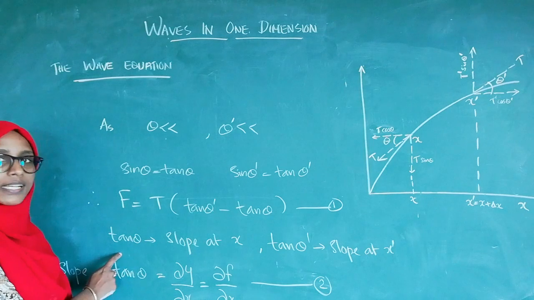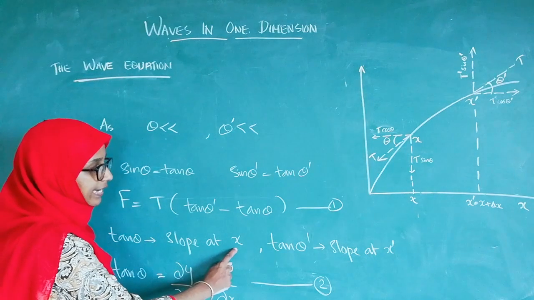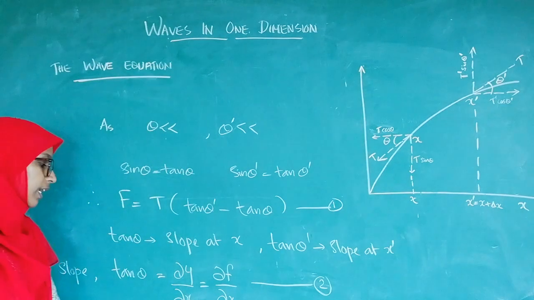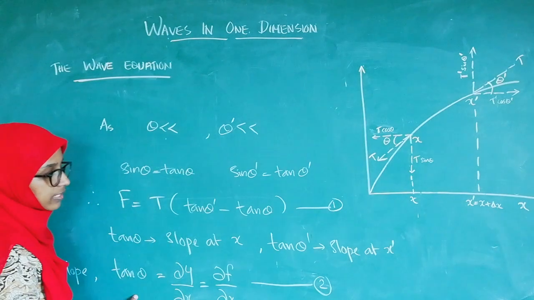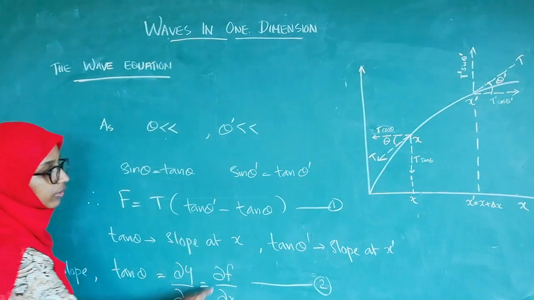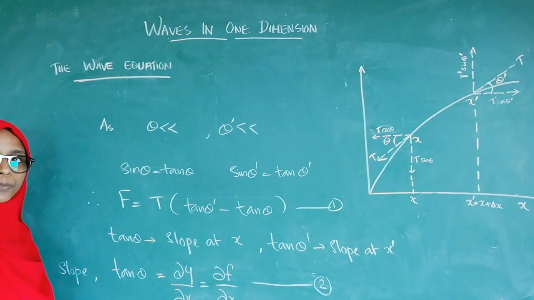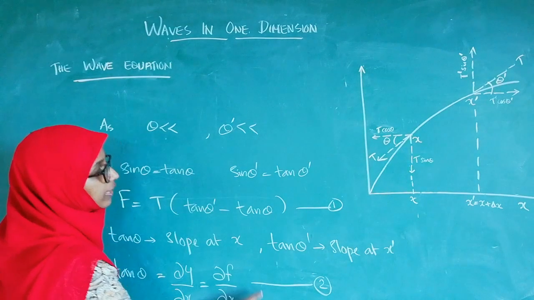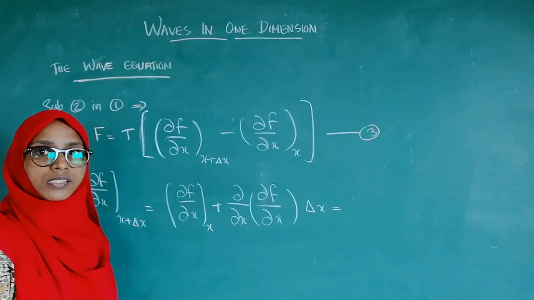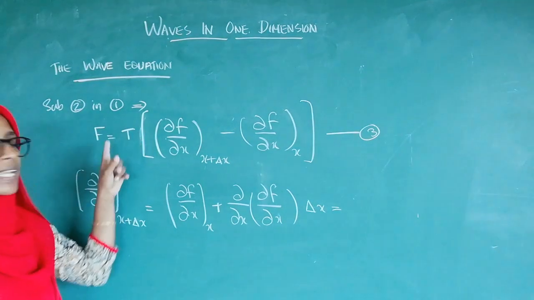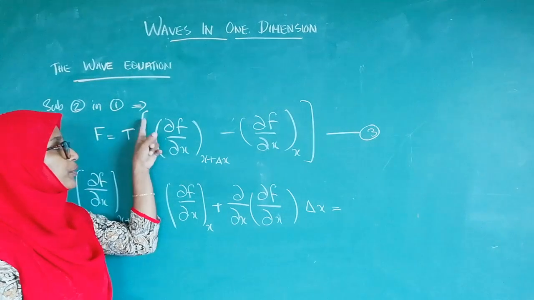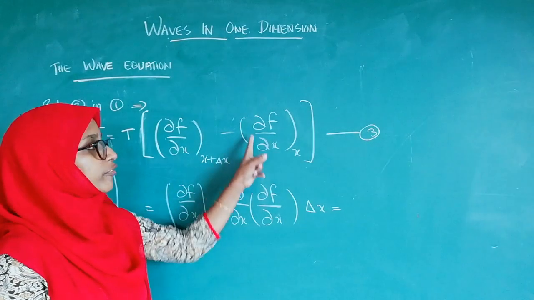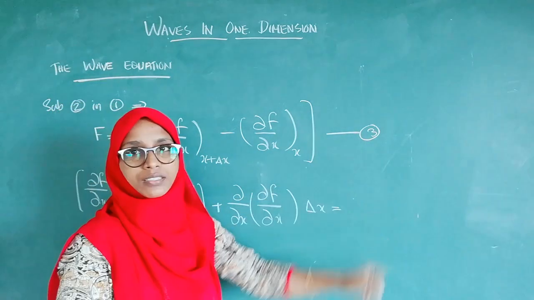Simply, we know tan theta is the slope at the point x and tan theta prime is the slope at the position x prime. And we know the slope can be written as tan theta is equal to ∂y/∂x or ∂f/∂x, where y is equal to f of (x,t). Now we can substitute this equation 2 in equation 1. Substituting 2 in 1, we can write F is equal to T into (∂f/∂x at x prime, that is x plus delta x, minus ∂f/∂x at x), that is equation 3.